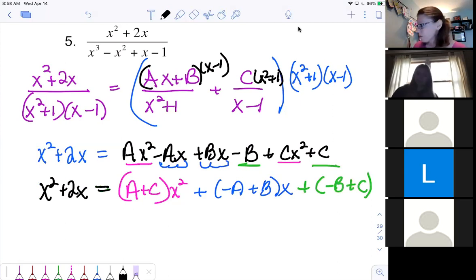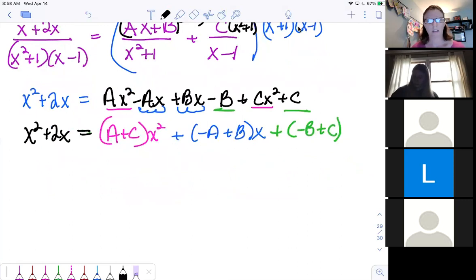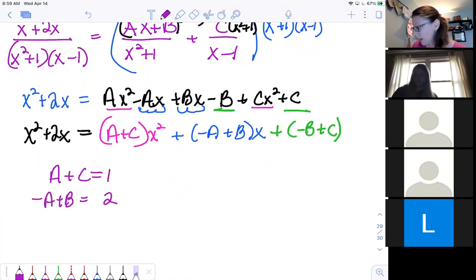So Cole, after we have these grouped together, what do you do next? You would have a plus c is equal to 1, and then negative a plus b is equal to 2. And then the last one, what's that equal to? 0. Yeah, nice. 0. Good.